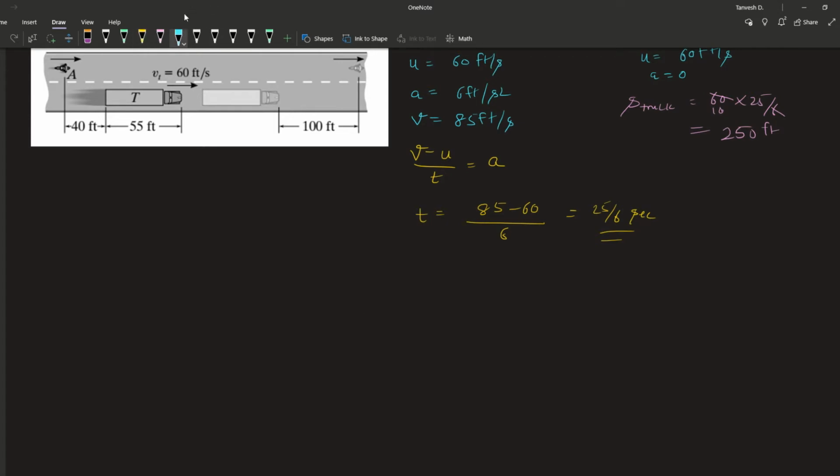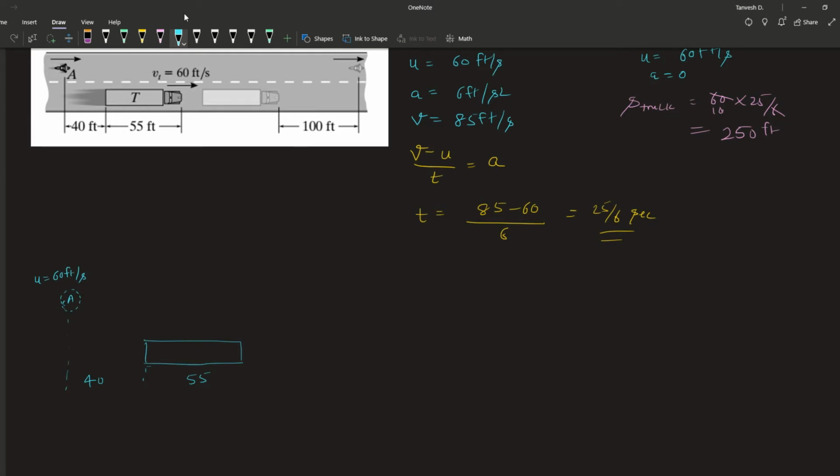So if this is the position of the bike initially, where the speed it had was 60 feet per second, and this is the position of the truck. The distance between the bike and the end of the truck is 40, and the length of the truck itself is 55.